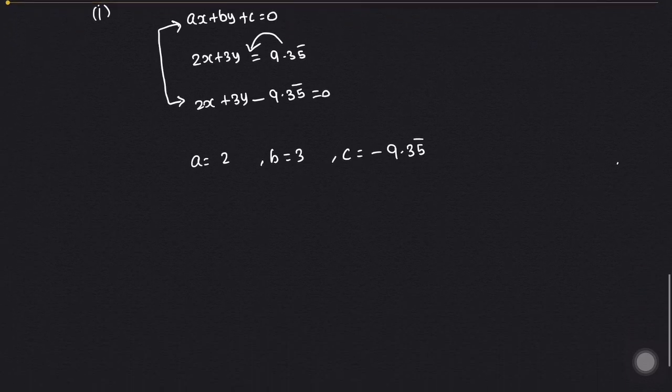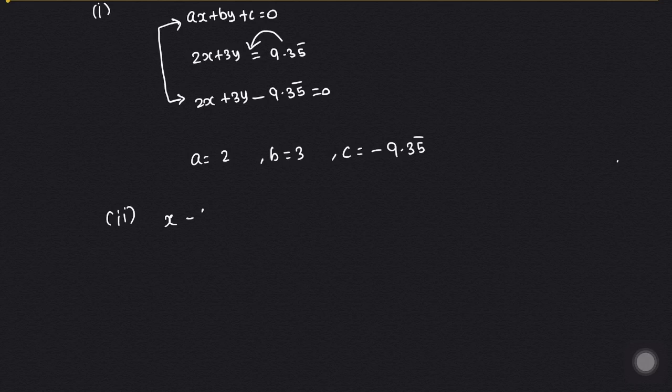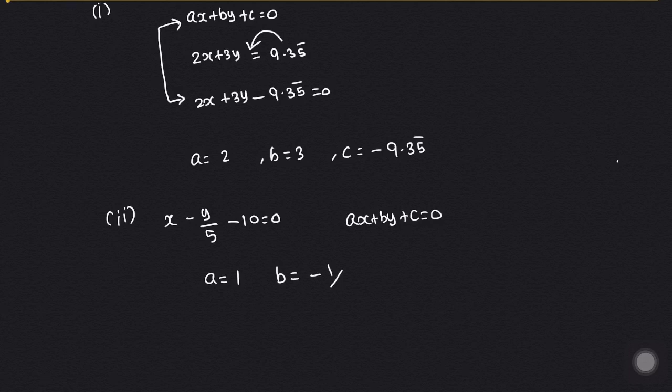Then the second equation: x - y/5 - 10 = 0. Comparing with the general equation ax + by + c = 0, the position of x is 1, which means a = 1, the value of b = -1/5, and c = -10.